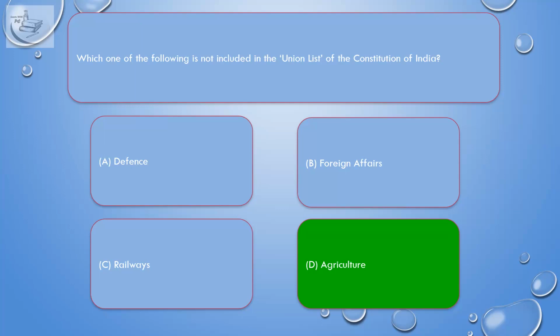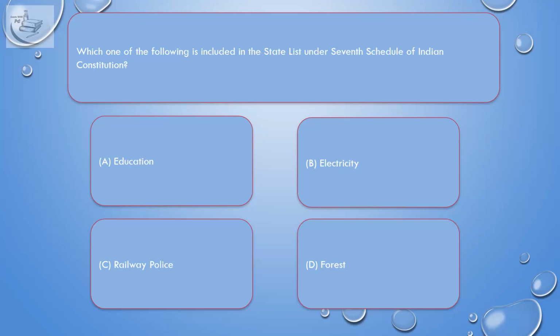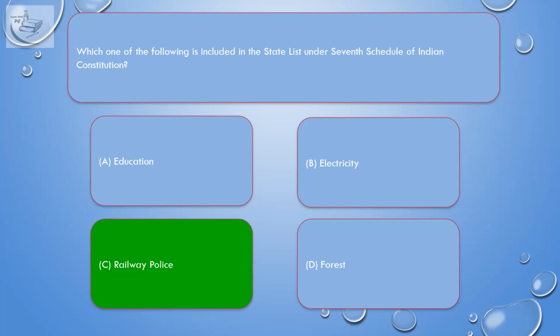Correct answer is D. Agriculture. Question: which one of the following is included in the state list under 7th Schedule of Indian Constitution? A. Education. B. Electricity. C. Railway police. D. Forest.